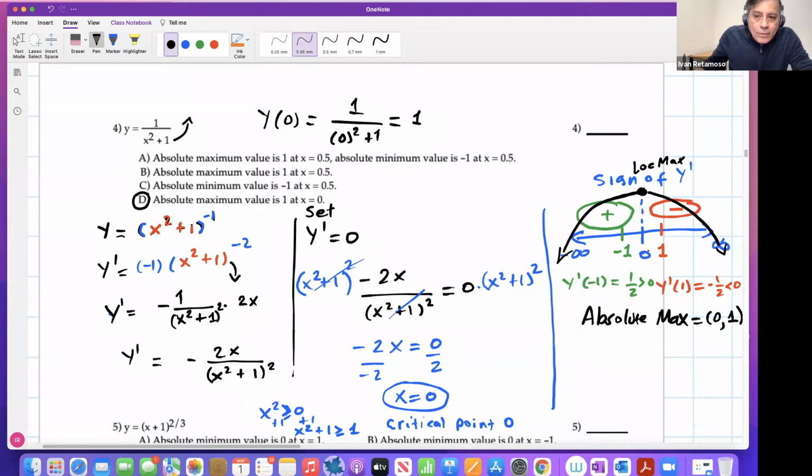Notice the 0 was here, right? The 0 was there. But this graph is the graph of the function y equals 1 over x squared plus 1. So what I did, I evaluated this function at x equals 0. Then this disappeared, 1 over 1, 1, right? Just the evaluation of the original function, though, right?